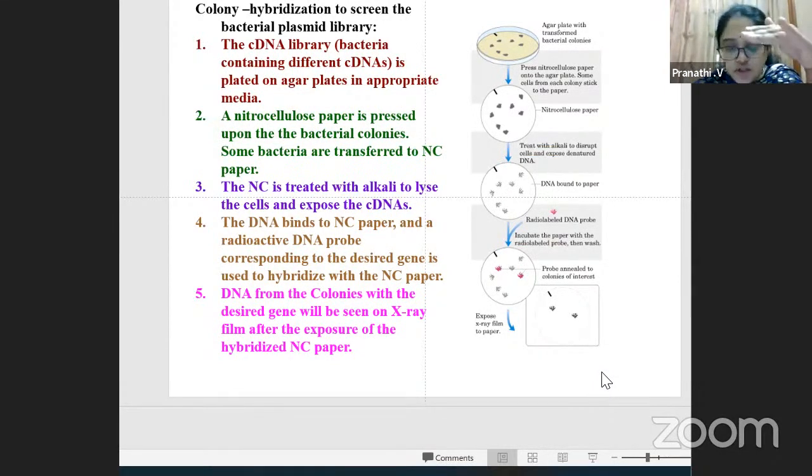So you use the restriction endonucleases, and DNA fragments are produced. Then the DNA fragments undergo gel electrophoresis. So separation of the DNA restriction fragments based on size will take place. Then the fragments in the gel are denatured by using alkali. Then it makes it so that single stranded genes are formed.